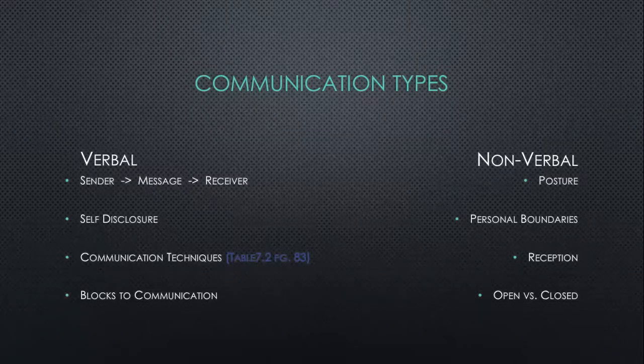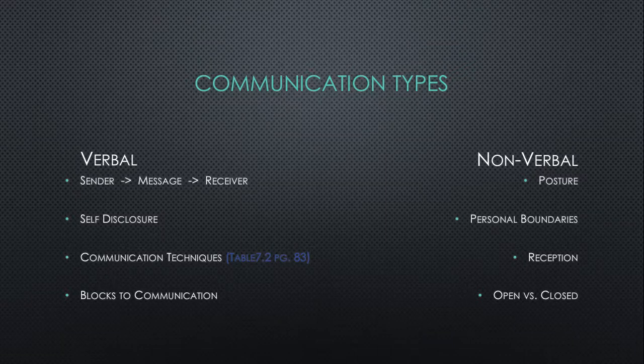So, when we talk about therapeutic communication, we need to understand the different communication types. There's verbal communication and nonverbal communication. Verbal communication is when there is a sender that sends a message that's received by one another. It's the use of words, it's the use of noise, and it's only about 3% of the communication that we use. Verbal communication is involved in self disclosure, and it also elicits a bunch of different communication techniques that we're going to talk about.